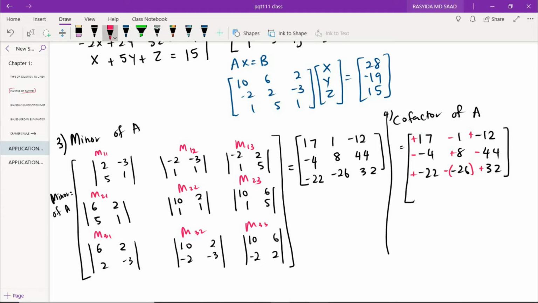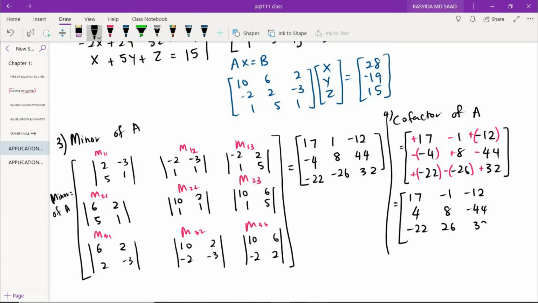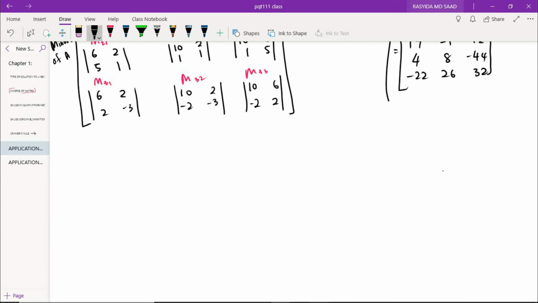So as for these two, again this one, we will write it back as positive 17, negative 1, negative 12, negative negative positive 8, negative 44, negative 22, positive 26, 32. Okay, this is a cofactor. So after the cofactor, we will find the value of our determinant.